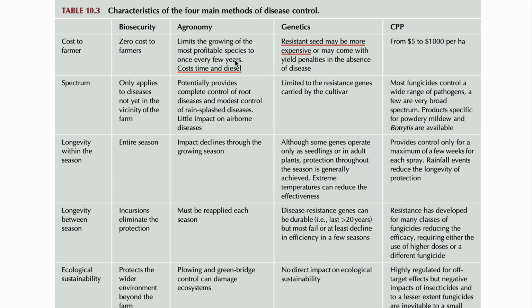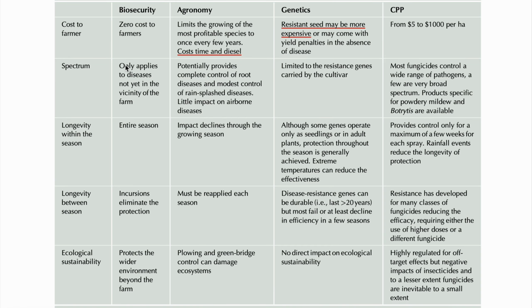Okay, now spectrum: biosecurity only applies to disease not yet in the vicinity of the farm. Fine. For agronomy, it potentially provides complete control of root disease and modest control of rain-splashed disease, with little impact on airborne diseases. Okay, I hope these sentences are very simple. With this you can understand. For genetics, it is limited to the resistance gene carried by the cultivar. It is limited to the resistance gene only.